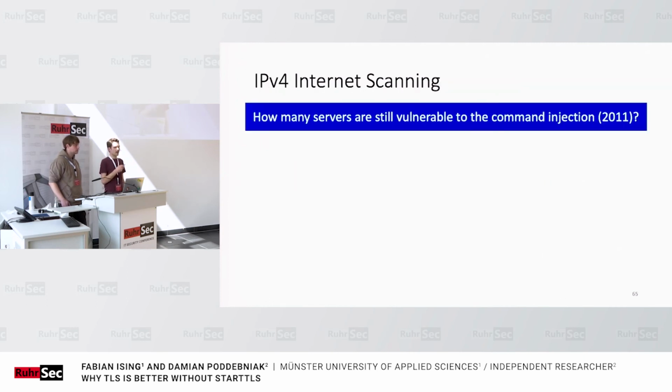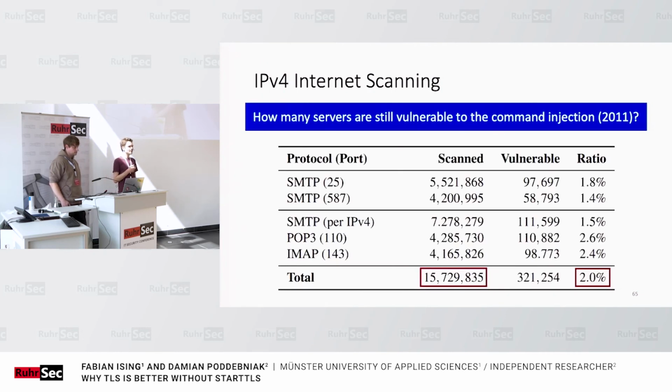All right. Our main question while scanning was, how many servers are still vulnerable to the command injection that was first published in 2011? Surprisingly, out of the 60 million servers we could scan, 2% were still vulnerable to this bug. Interestingly, this percentage is higher for IMAP and POP3. From our disclosure, we know that most server developers were aware of this bug in SMTP, but not really in IMAP and POP3, possibly because the original bug came to be known as the STARTTLS SMTP bug, but not for the other protocols.